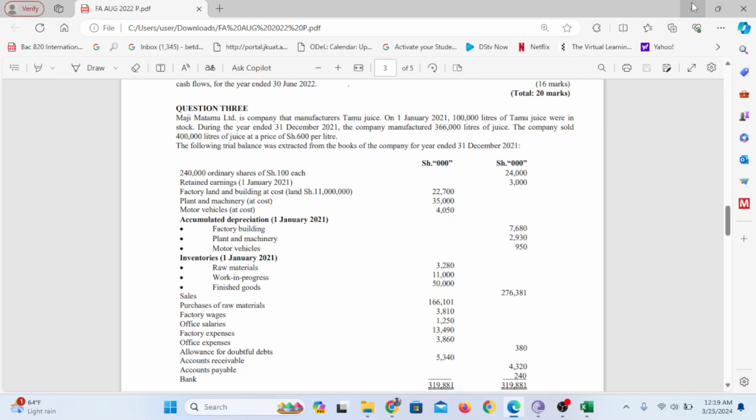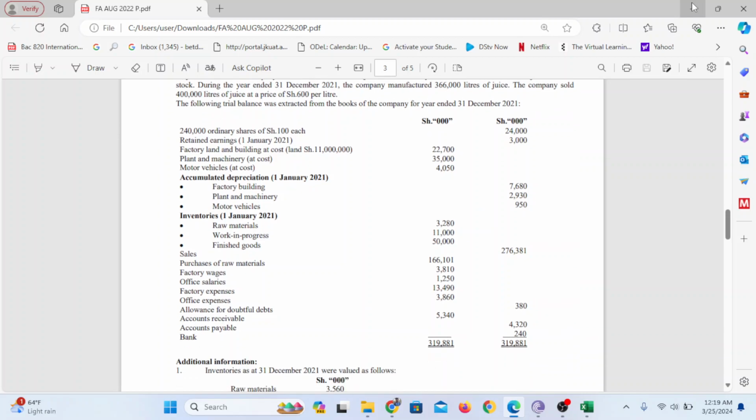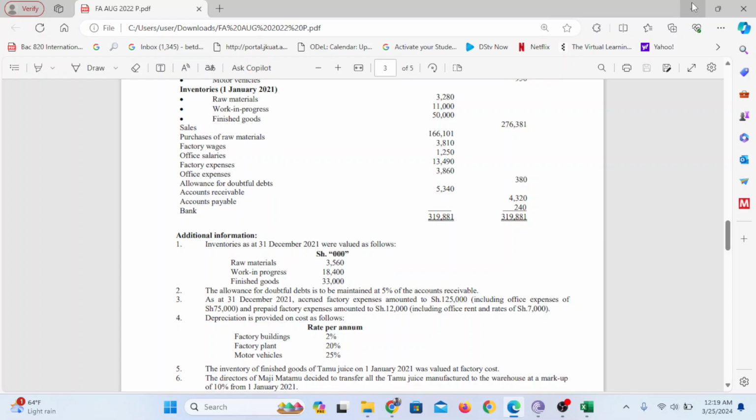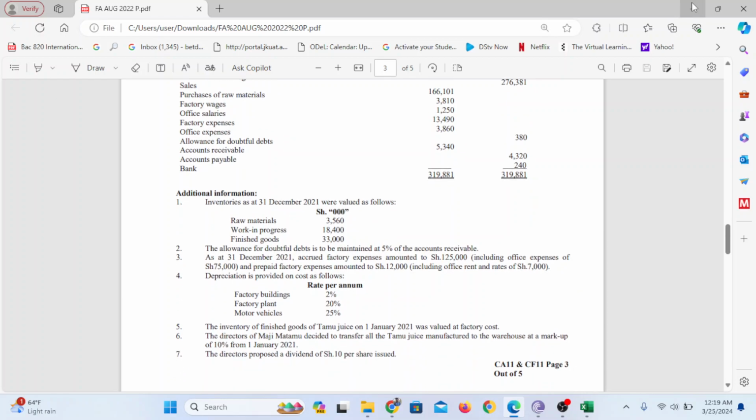So the question reads, Majimatamu Limited manufactures Tamu juice. On 1st January 2021, 100,000 liters of Tamu juice were in stock. During the year ended 31st December 2021, the company manufactured 366 liters of juice. The company sold 400,000 liters of juice at a price of 600. The following trial balance was extracted from the books of the company for the year ended 31st December 2021. So we have the trial balance from ordinary share capital way down to bank, which is an overdraft.